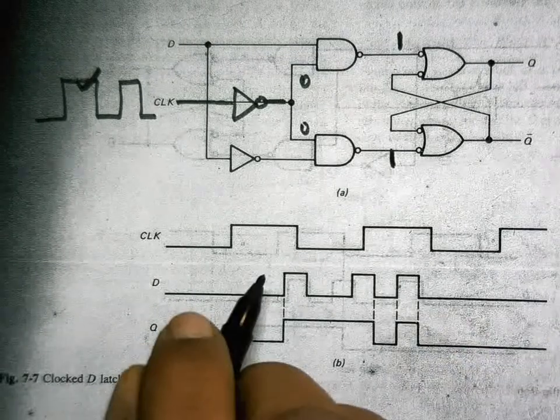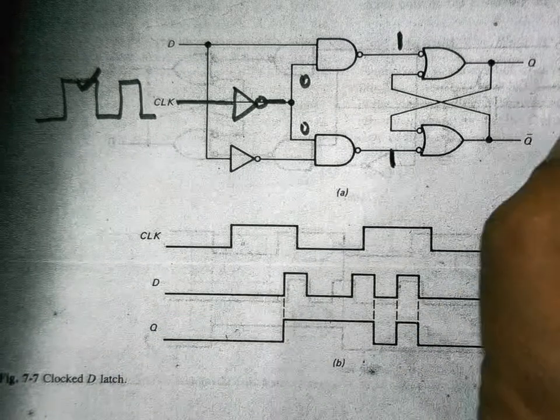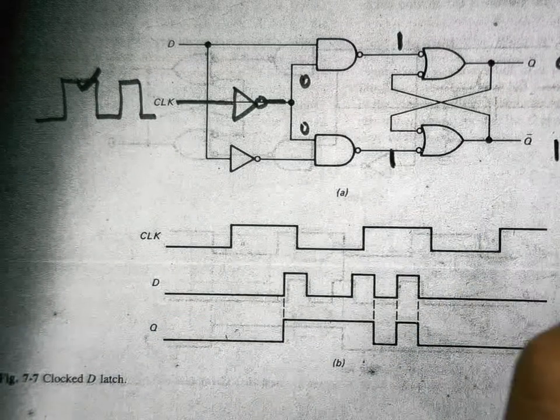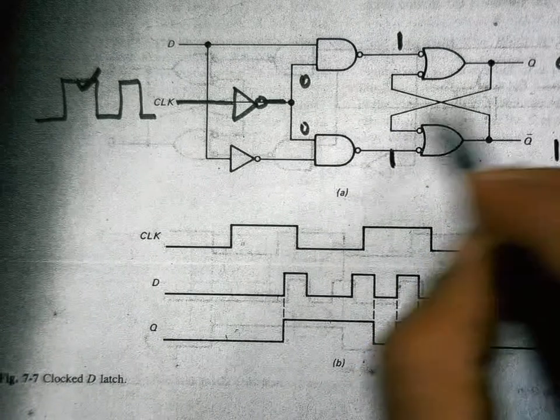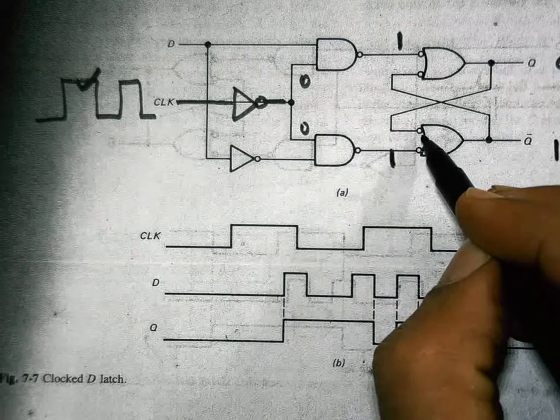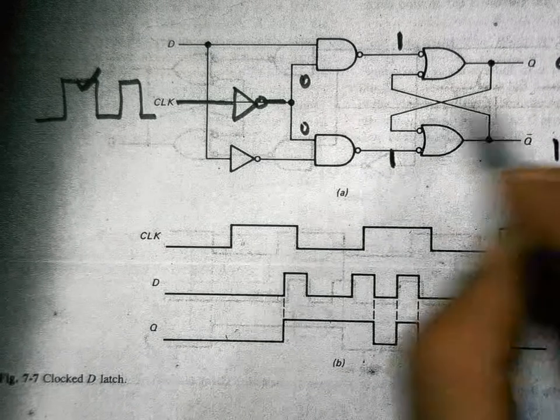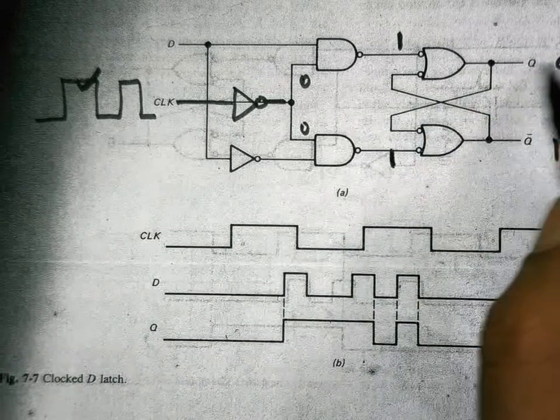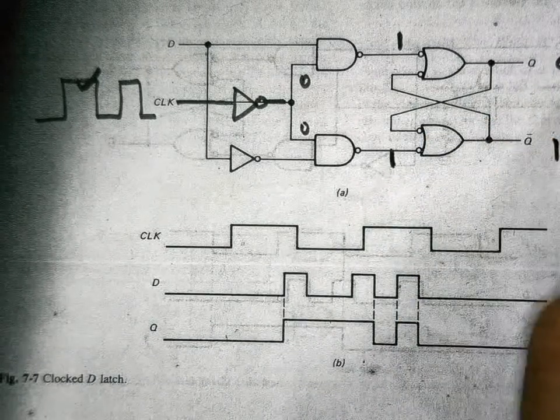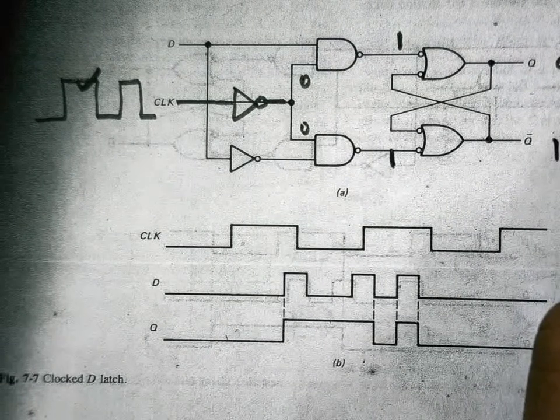Both the inputs are 1 1, and suppose 0 1 was here. This 0 is going to trigger this NAND gate and make its output 1, and this 1 and this 1 make the other output 0. So 1 1 is not going to make any change at the output.